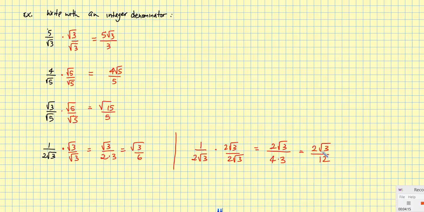But you see that my answer here still needs to be simplified, and when I simplify this, it goes down to root 3 over 6, which is the answer that we had over here. So by multiplying just by the square root, and not by the whole thing, 2 root 3 or 3 root 3 or 5 root 3, I avoid having to reduce the fraction down any further. So my answer here would just be root 3 over 6.